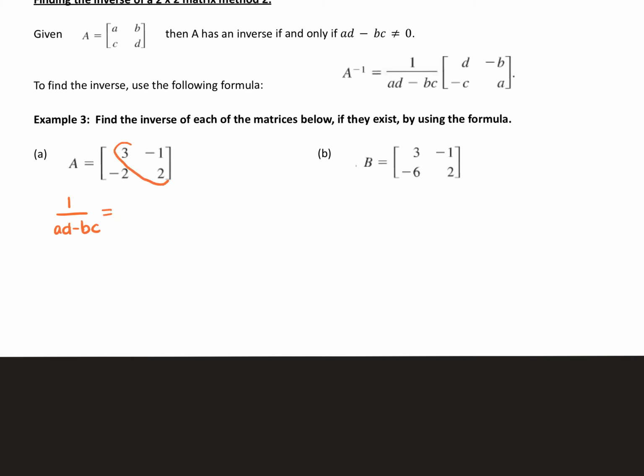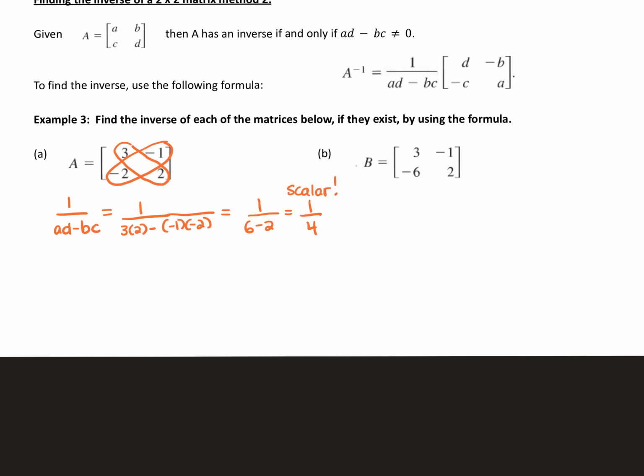I take this diagonal multiplied, and subtract from that the other diagonal. So that's going to be 1 over 3 times 2 minus negative 1 times negative 2. And what I get there is 1 over 6 minus 2. So that's 1 over 4. That is my scalar.